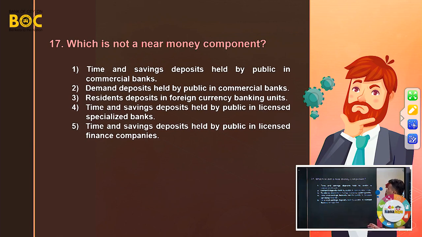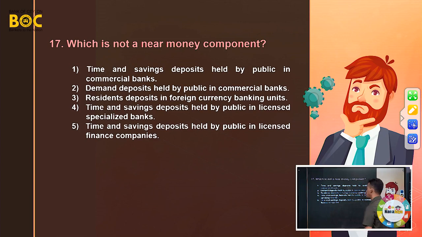Second one, demand deposits held by the public in commercial banks. Demand deposits means, in other words, current accounts. If you are a current account holder, you will get a checkbook along with your account. So you can write and issue checks and directly make payments from the balance available in your current account. You don't need to go to the bank, withdraw money and make the payment. Why? Demand deposits act as a medium of exchange. We can make payments through issuing checks.